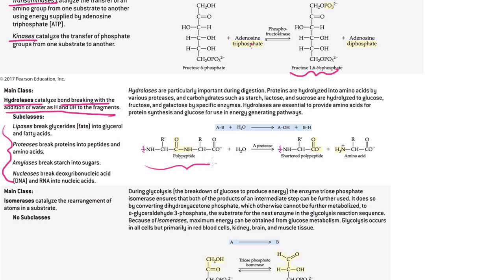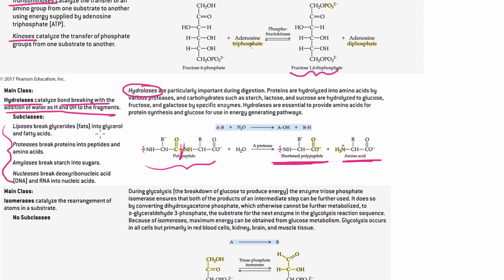Here we have this polypeptide, okay? And basically what's going to happen is we have a protease enzyme, and proteases break proteins into peptides and amino acids. So we see that this bond here is going to be cleaved, and we end up with a shortened polypeptide and amino acid. So hydrolases, a hydrolase, in this case more specifically a protease, is needed for this particular reaction.